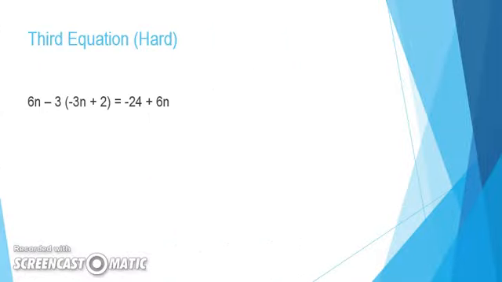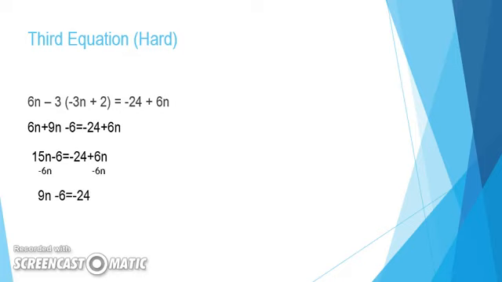6n minus 3 times (negative 3n plus 2) equals negative 24 plus 6n. You do distributive property for the parentheses, and you get 6n plus 9n minus 6 equals negative 24 plus 6n. Combine like terms, and you get 15n minus 6 equals negative 24 plus 6n. Subtract 6n from each side to get 9n minus 6 equals negative 24. You add 6 to each side, and you get 9n equals negative 18. You divide each side by 9 and you get n equals negative 2.